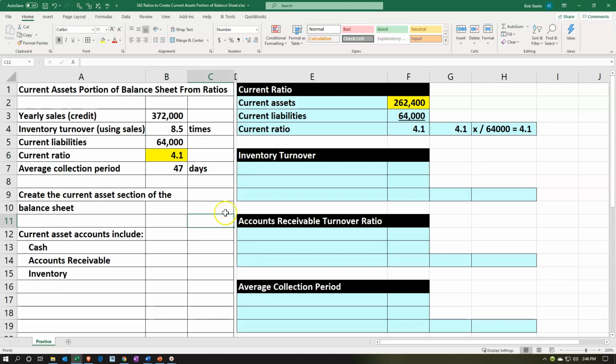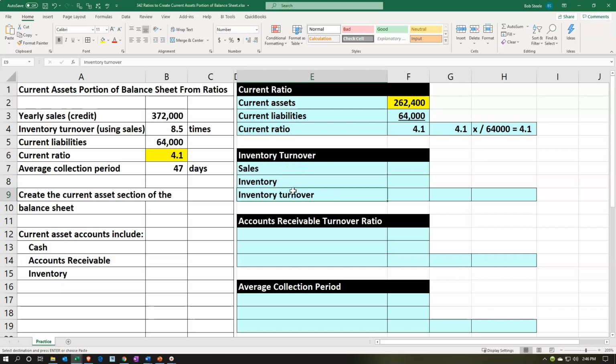Let's take a look at the inventory turnover. So let's take a look at that ratio. We could say, all right, I know what the ratio is, so let me just write it down the way I know it and see if I can find an unknown, which might be useful in order to calculate the current asset portion of the balance sheet. So it's going to be sales divided by inventory.